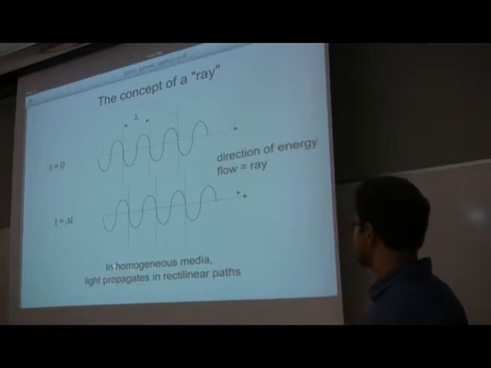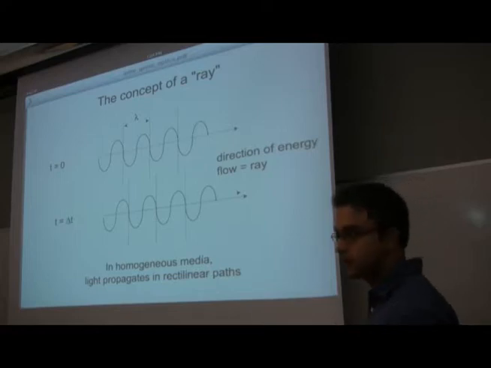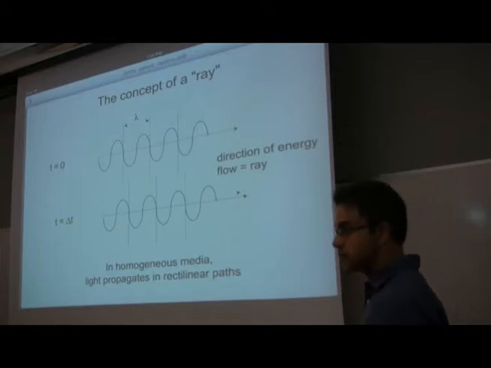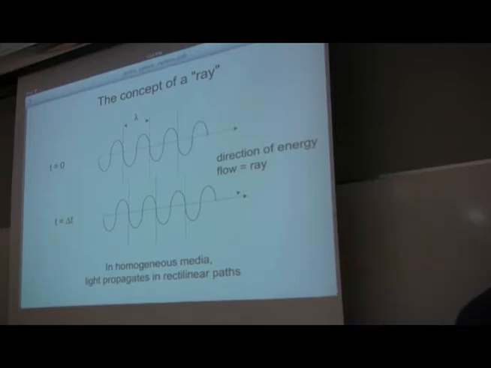In homogeneous media. Homogeneous media means the properties of the medium don't change with space. Okay, like air, vacuum, or uniform glass. So light propagates in rectilinear paths, which means straight lines, right? It doesn't bend or anything like that.